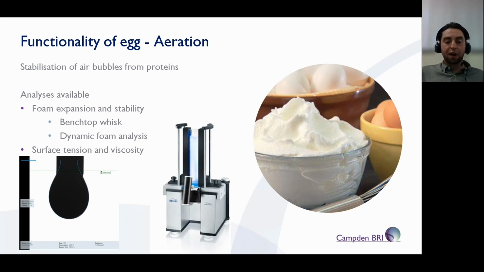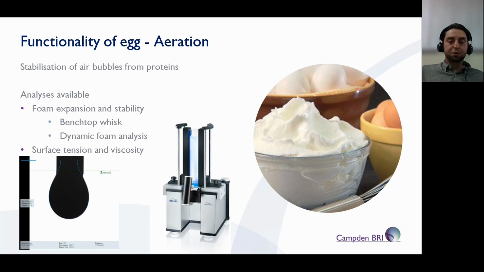Now, one thing we have had very recently approved and has not yet arrived, but we have had approval for a new piece of equipment called a dynamic foam analyzer, which does very controlled foam whipping analysis. So we're hoping to roll that out in the next few weeks and get that being used for egg functionality and plant protein functionality as well.